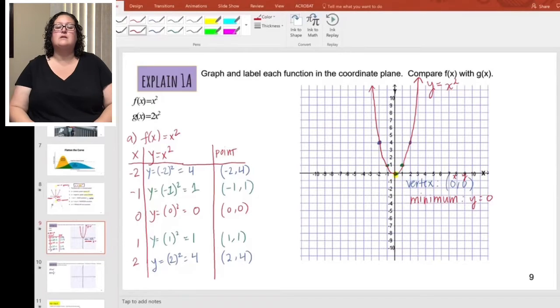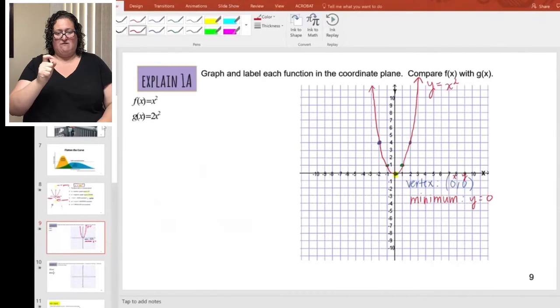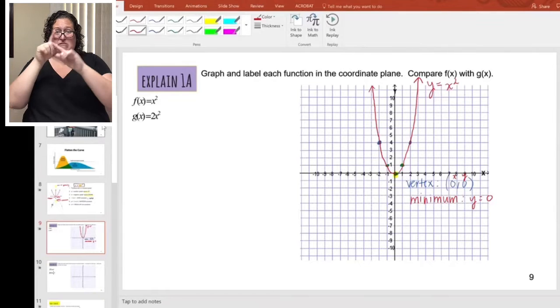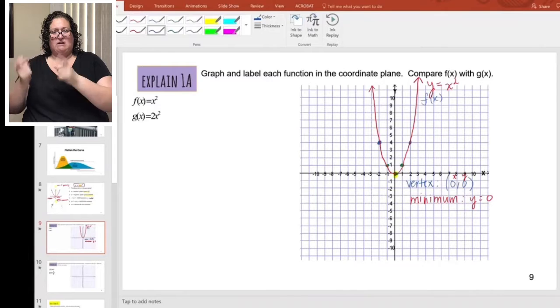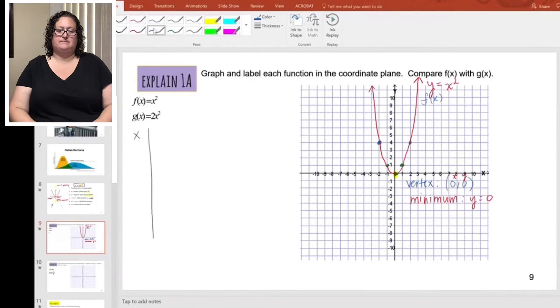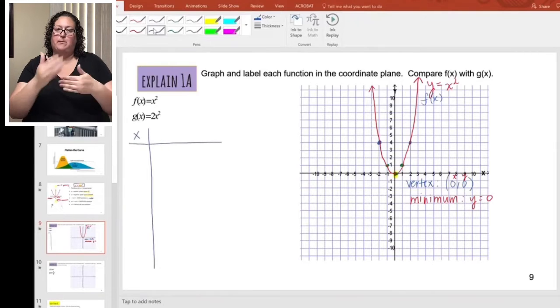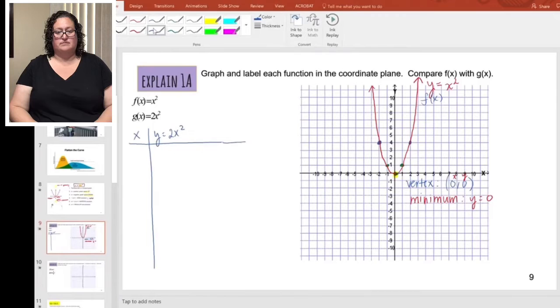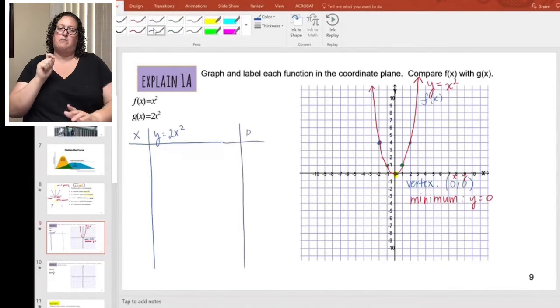Now let's go ahead and do the same thing, but this time I want to graph g of x equals 2x squared. So I want to keep my graph on here because at the end I want to compare f of x with g of x. Now let's graph g of x. Same exact process. y equals 2x squared, and then we're also going to add a third column which will represent our points.